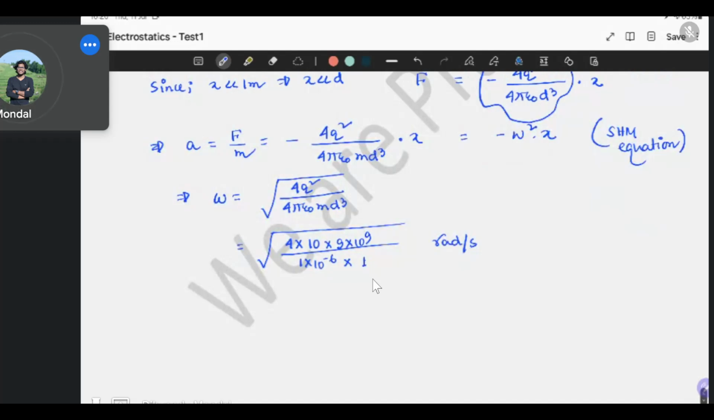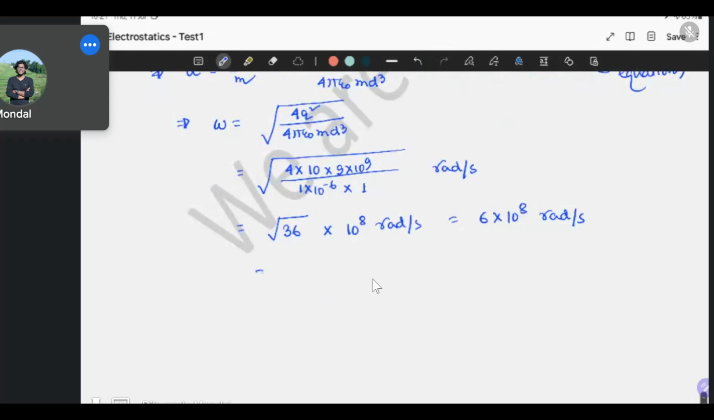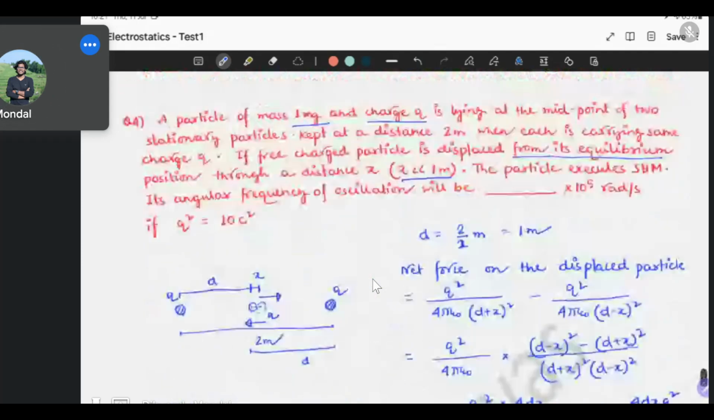So omega square becomes 36 times 10 to the power 16, and the root of that is 6 into 10 to the power 8 rad per second. That means 6000 into 10 to the power 5 rad per second.